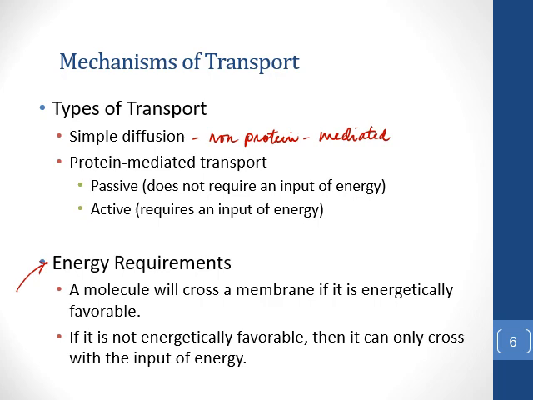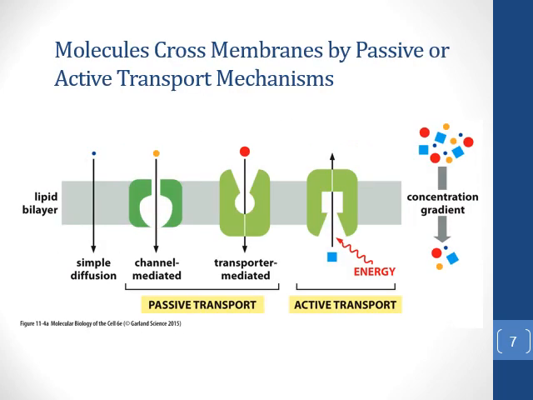If it is not energetically favorable for a molecule to move across the membrane, then will it ever move across the membrane? Not unless you give it some energy. But if you give it the right amount of energy, we can get that molecule to move across the membrane. So the bottom line is a molecule will cross a membrane if it's energetically favorable. If it's not energetically favorable, you can only get it across the membrane with an input of energy. Now this describes this in kind of a cartoon form here. Notice that what we've got over here is simple diffusion. No protein is required.